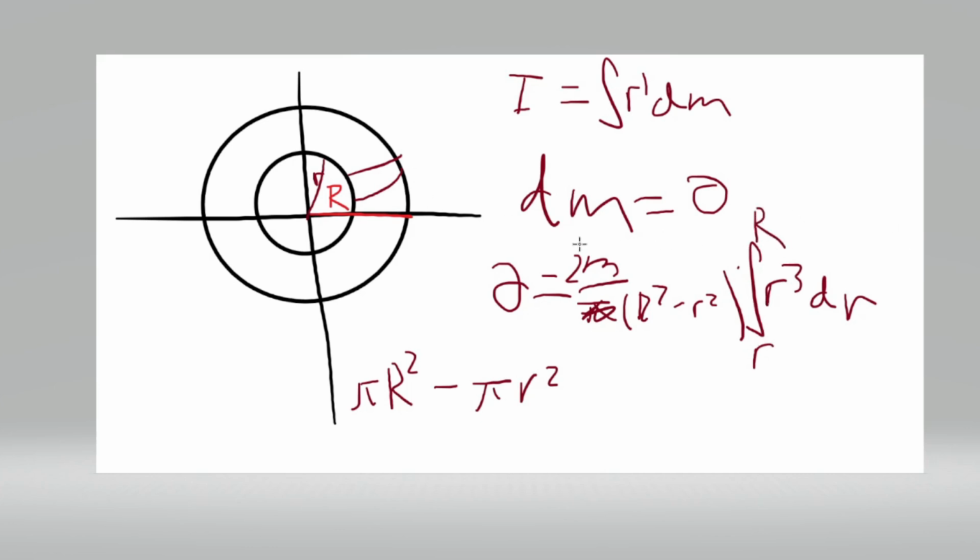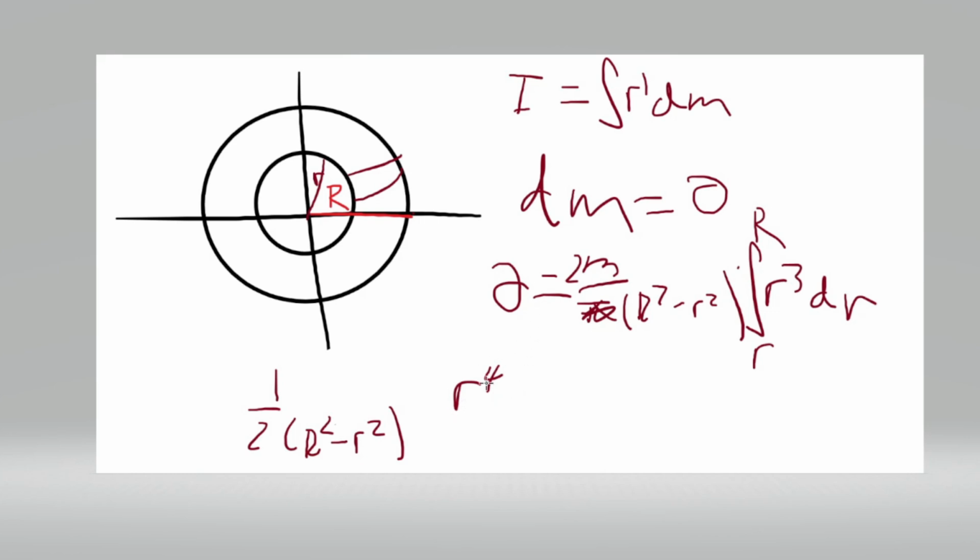Can I define r as something else? Yeah, because we're finding the area. When we're integrating over this portion, we should start from small r and end at big R. Makes sense. It's r to the 4 over 4, times 2, so that's 1/2. Evaluating from r to R, that's just equal to R to the 4 minus r to the 4.